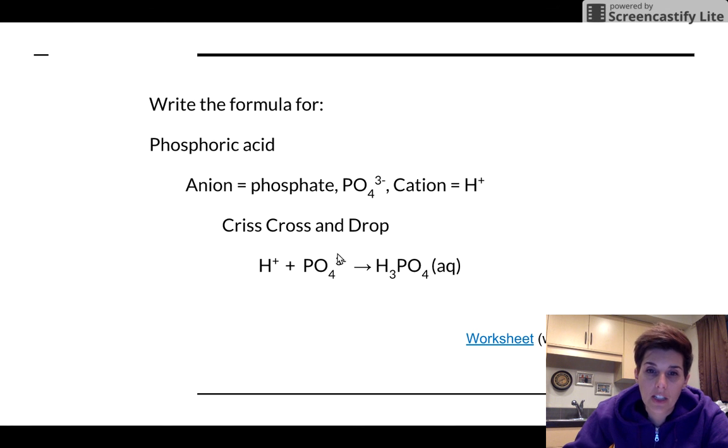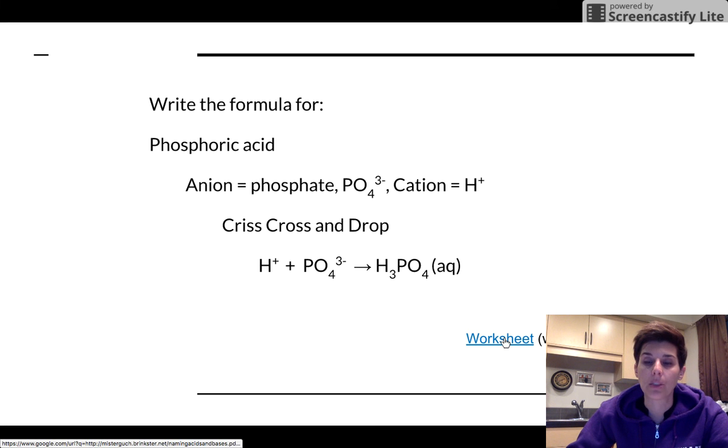I'm going to crisscross and drop. So this 3 is going to drop down behind the hydrogen, and this 1 is dropping down behind the 4. But remember, I don't need to put brackets or anything when it's just a 1. So then my phosphoric acid formula is H3PO4, and make sure and put the aqueous symbol down.